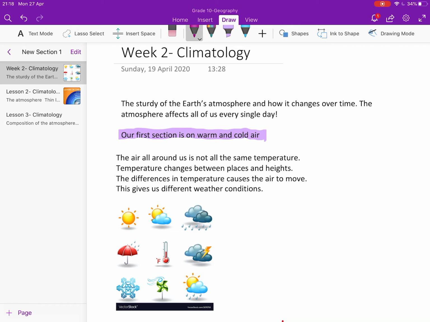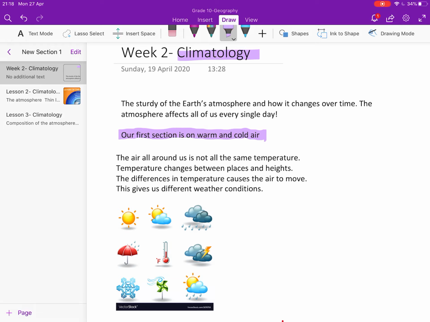So when we look at the word climatology, we need to know that climatology deals with the study of the atmosphere and how it changes over time. The atmosphere affects all of us every single day, from the food we eat to the way we dress, and even our actions are determined by the atmosphere. So we are going to be discussing how it is important, why it changes and how it changes, and how these changes impact us as humans.